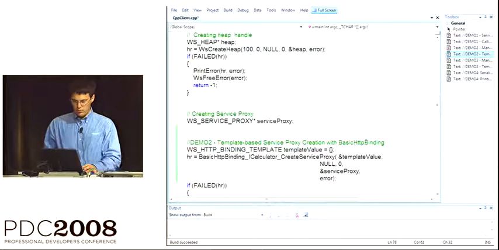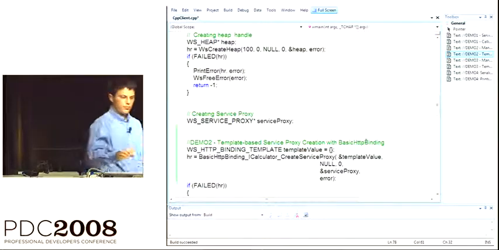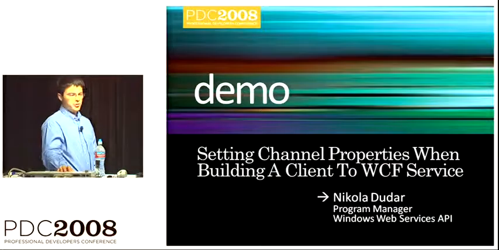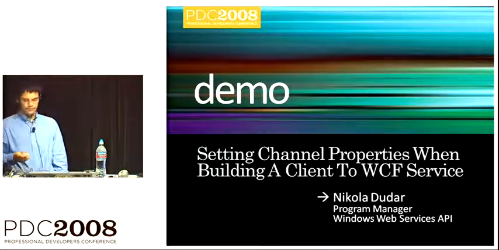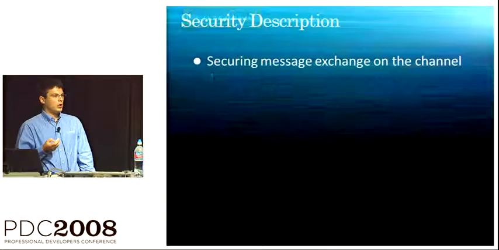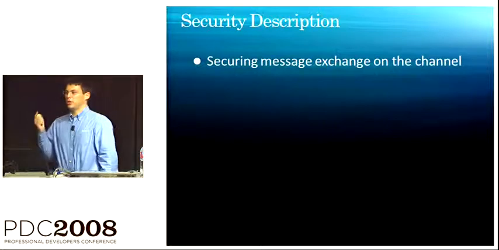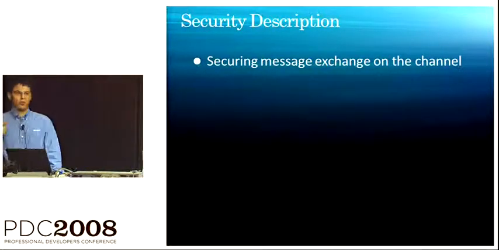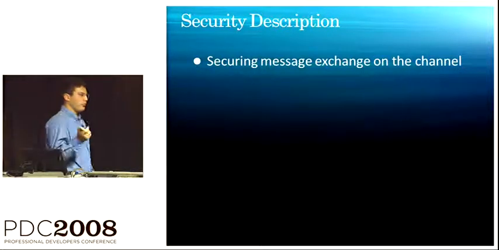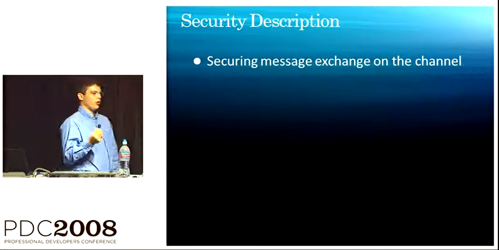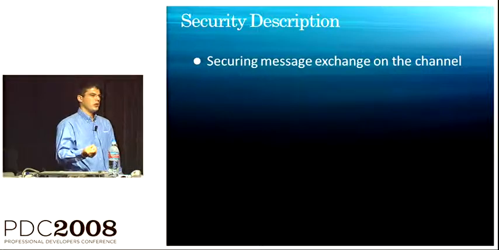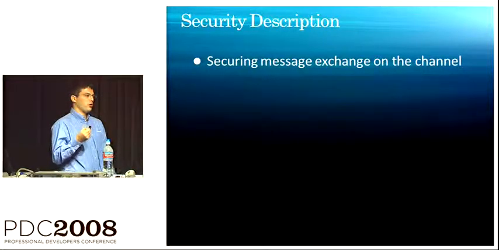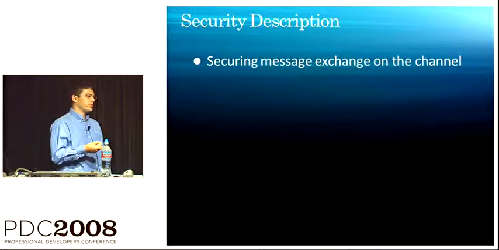Okay, so actually, we're done with this demo. Let's go back to talk about another important part of the channel layer: security. Security is important in the world of web services. So the channel layer provides us this granular control over the security settings. Security is about securing the message exchange, the confidentiality, the integrity of the messages, and all of those things.